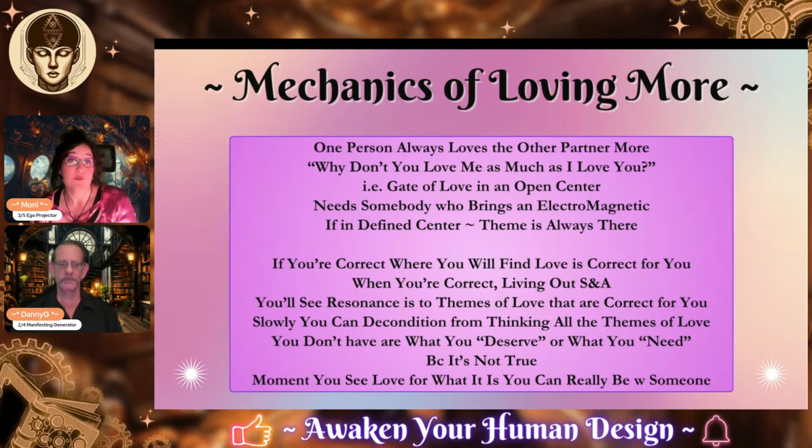Where you will find love is correct for you. When you're living out your personal strategy and authority, you'll see resonances to the themes of love that are correct for you. Slowly, you can decondition from thinking about all the themes of love you don't have, or what you deserve, or what you need, because it's not true. The moment you see love for what it is, you can really be with someone. And you can be yourself. This is how I produce my love for you.